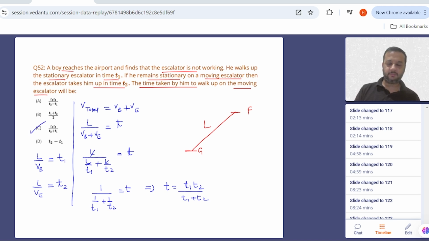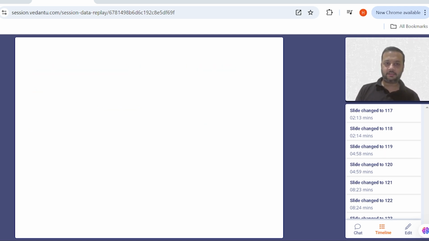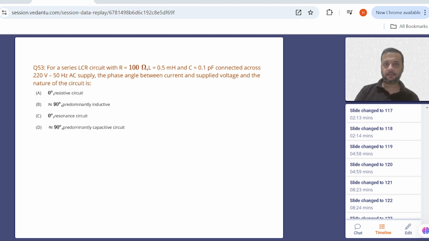So option C must be the correct answer for this question. Okay, let's look at the next question. Here we have an LCR circuit in which resistance is 100 ohms, L is 0.5 millihenry, and capacitance is 0.1 picofarad, which is connected to a supply of 220 volts 50 hertz, and we have to find the phase angle between the current and the supplied voltage.